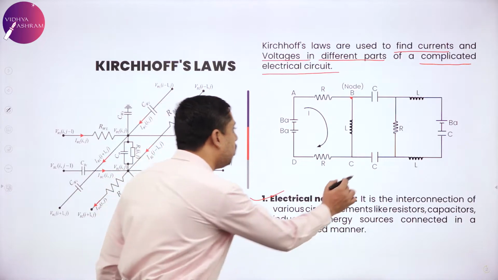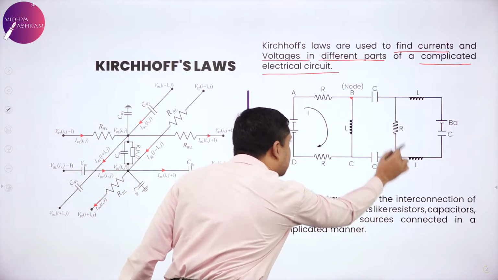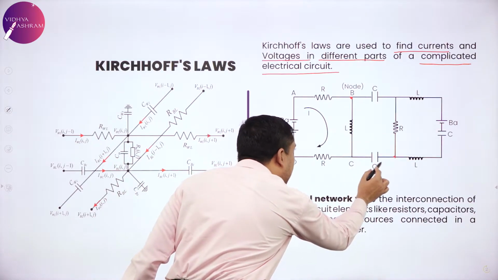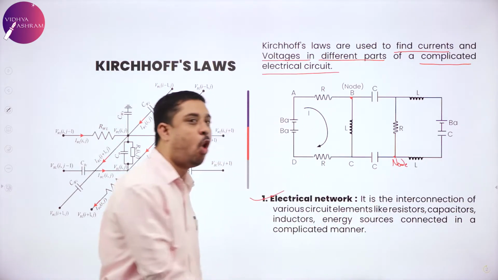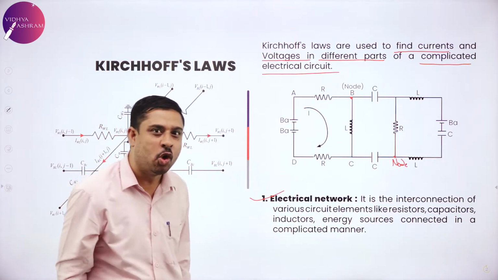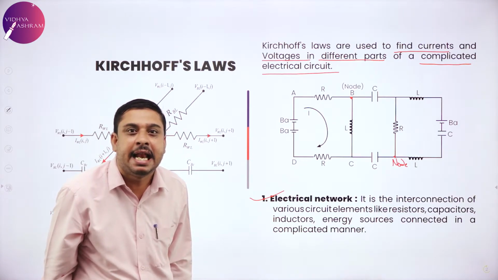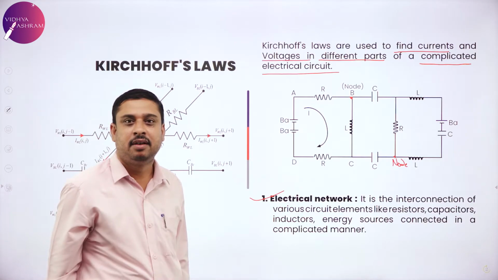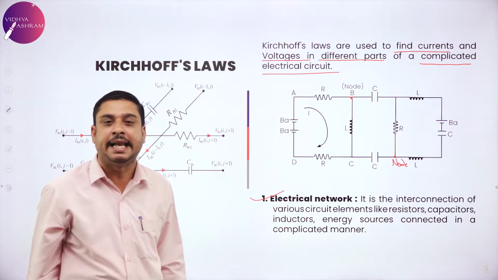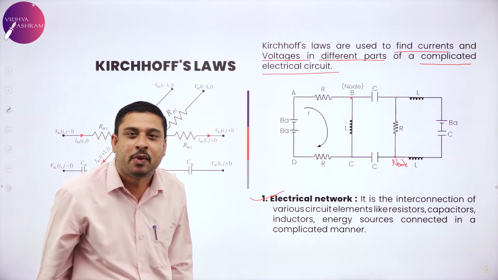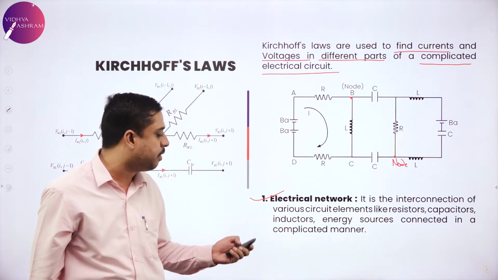Again, refer to this point here. I have a resistor, I have an inductor, I have a capacitor. Again, this point is termed a node. So please note that any point in an electrical network where two or more conductors are connected is what we call a node or junction.